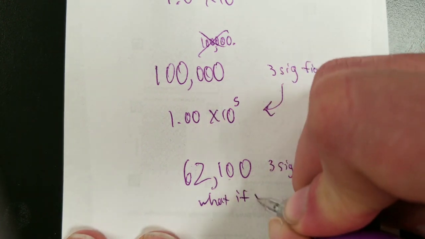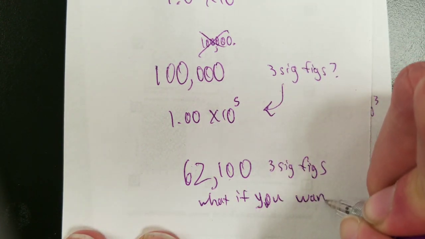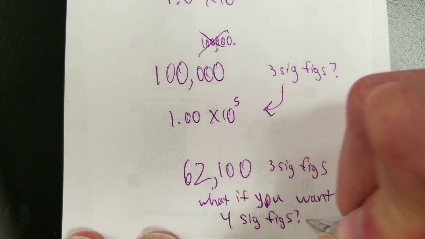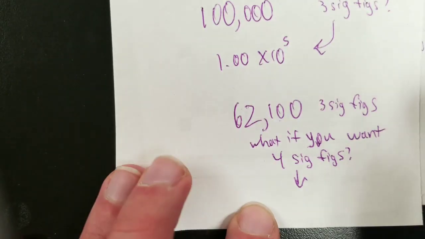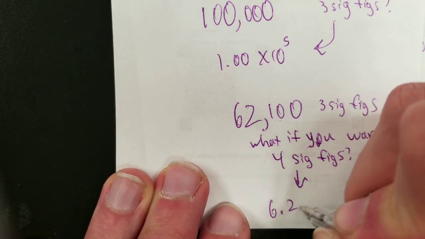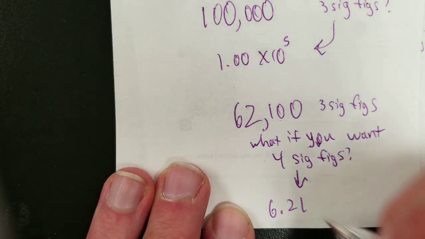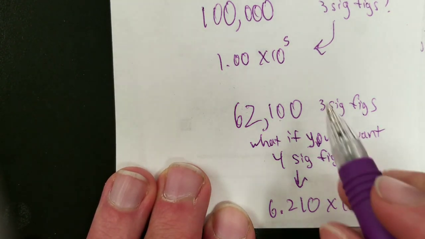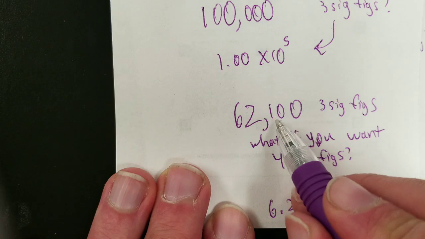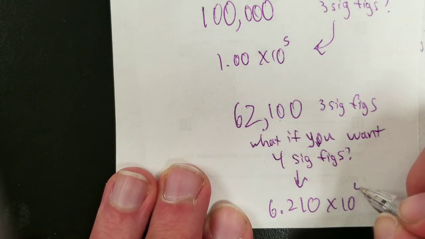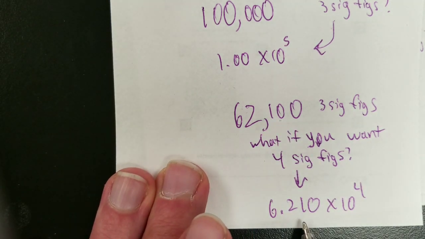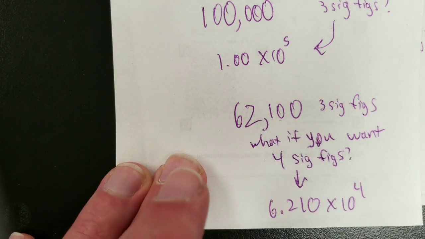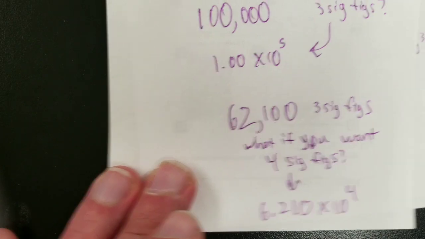What if you want 4 sig figs? Well, what you do? Scientific notation. 6.21 is 3 sig figs. If you want 4, add a 0 at the end. Times 10 to the power of, let's see, 1, 2, 3, 4. Boom, 4 significant figures, which is impossible to get 4 sig figs if you write this as a regular number. Okay, so that's how you handle these sorts of things. All right, there we have it.